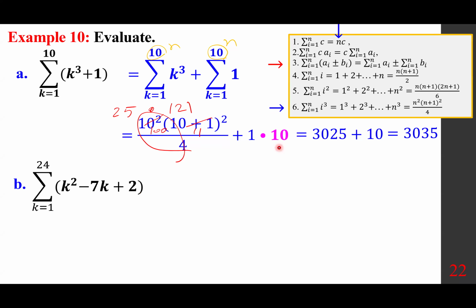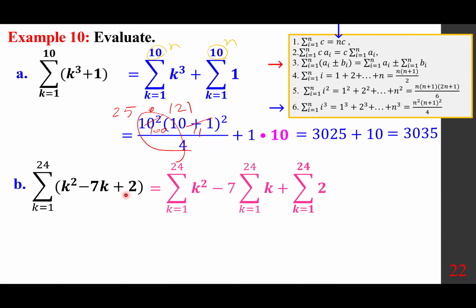Here's the last question. We cut this into 3 pieces. Again, using, in essence, this property. So we have this one minus 7 times this one plus this one. So we cut it into 3 pieces. And of course, n is 24, everybody. n is 24 in all of these 3 cases. So this one, k squared, is the same as I squared. We've used that before. So n, and n is 24.